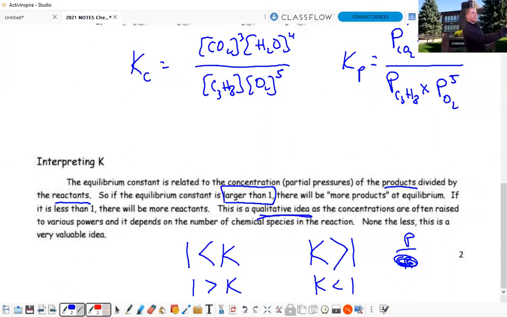So it's a qualitative idea, as the concentrations are often raised to powers. So don't forget, you do have to square or take the fifth root or fourth root, some of these. And so you're not really looking at the exact amount, but you are saying whether you have more of one compared to the other. Nonetheless, you'll see as we move forward, it is a very valuable idea that you're going to use.